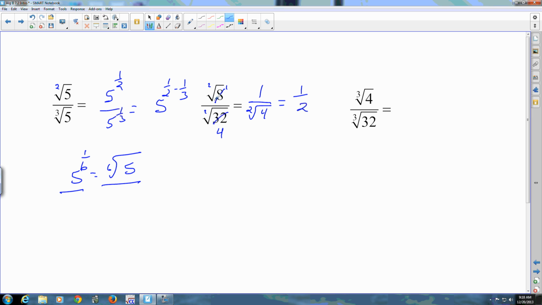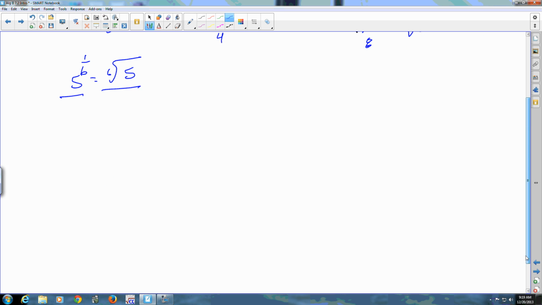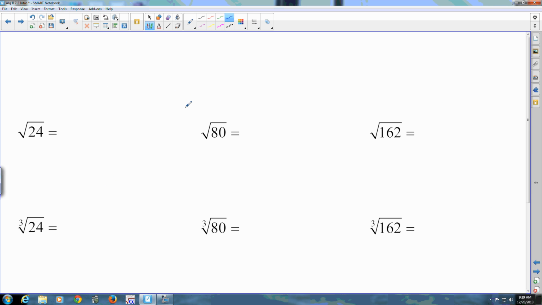This one, similar to this, they're the same size root, so you can reduce. 4 goes into itself 1, into 32 8 times. The cube root of 1 is 1, and you're left with the cube root of 8 on the bottom. And hopefully after looking at cube root of 8 earlier, the cube root of 8 is 2. So that would be your answer. And nothing's farther down.